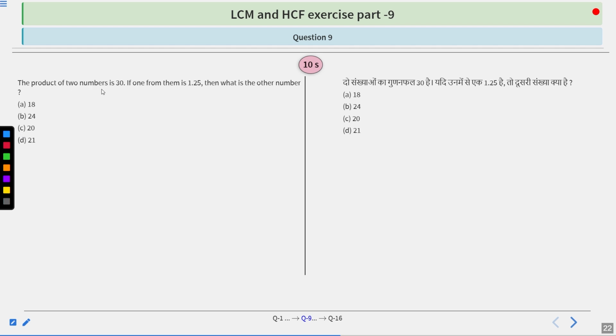The product of two numbers is 30. If one of them is 1.25, then what is the other number? The options are option A 18, option B 24, option C 20, and option D 21. These are the options.